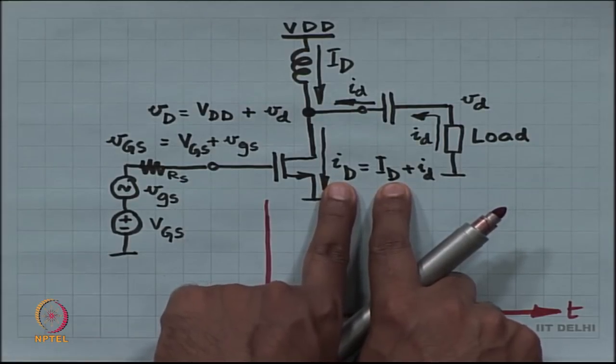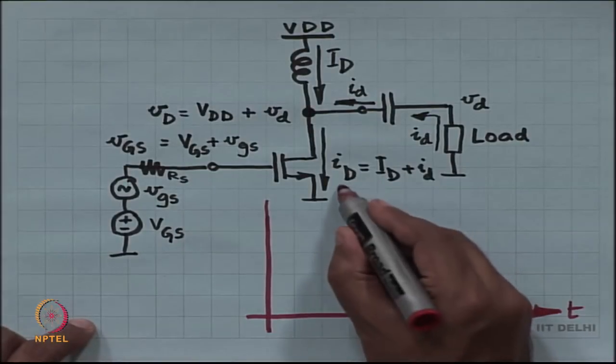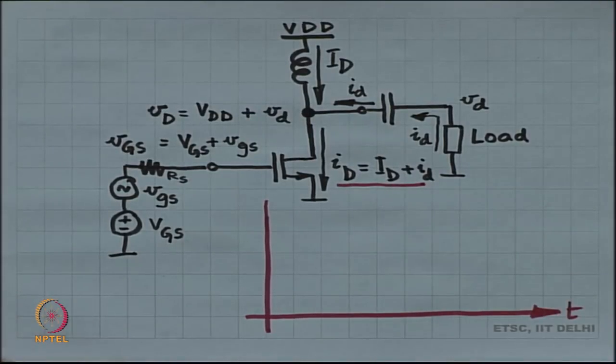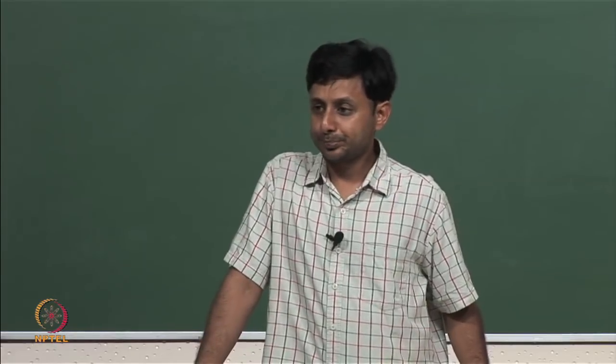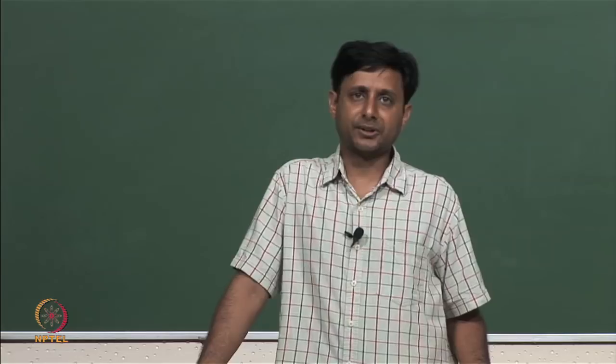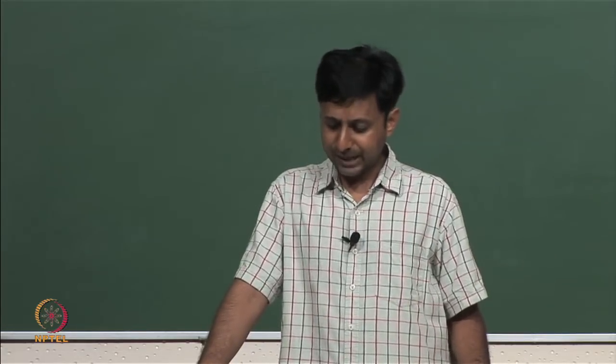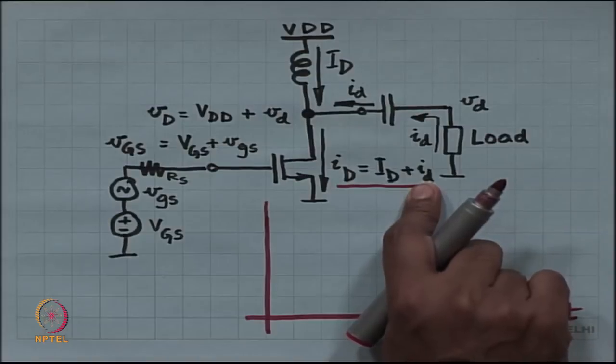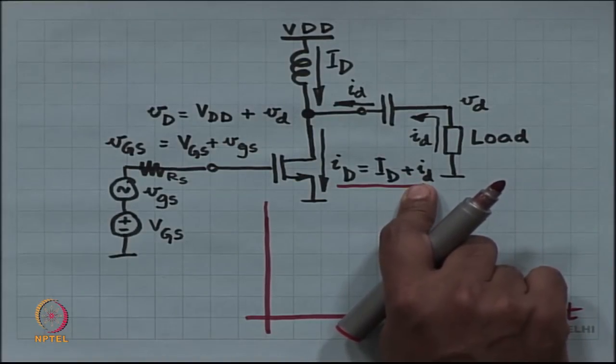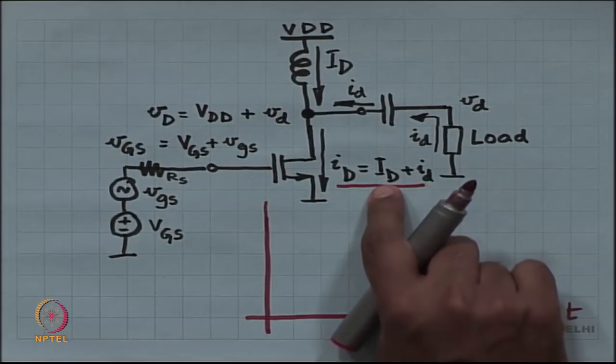What is the smallest drain current that you can tolerate? When you talk about swing limits, remember we did swing limits a long time back, right. When you talk about the swing limits, the smallest drain current is always equal to 0. You can't have a current smaller than 0, it can't go negative. That tells me that the maximum amplitude of small i_d is equal to capital I_D.